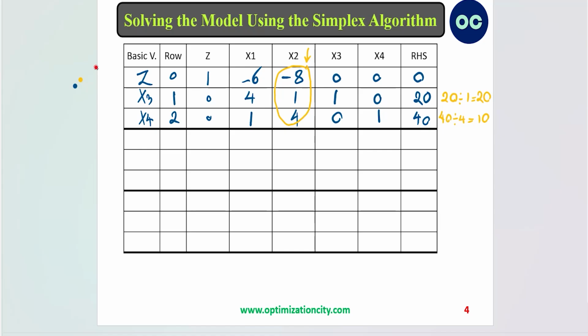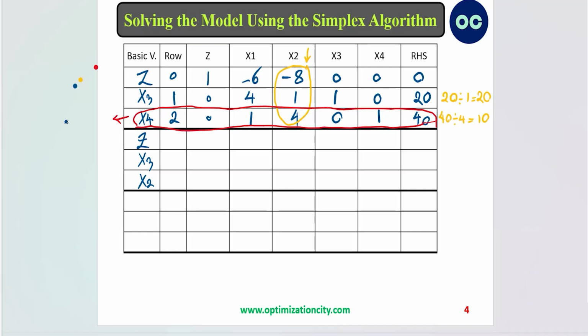So now x4 exits the basis. So x2 enters and x4 exits the basis. Now we swap x2 into the basis and x4 out. So here z, x3 and x2. We need to adjust the table.